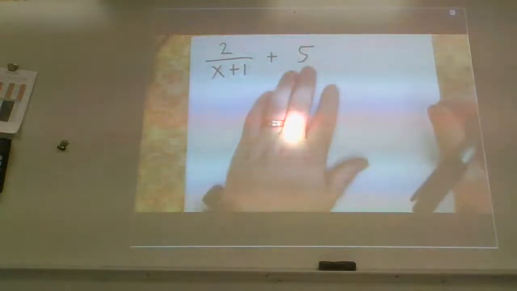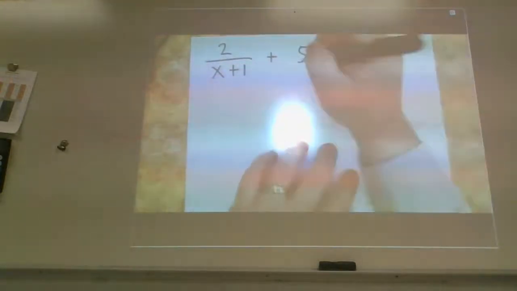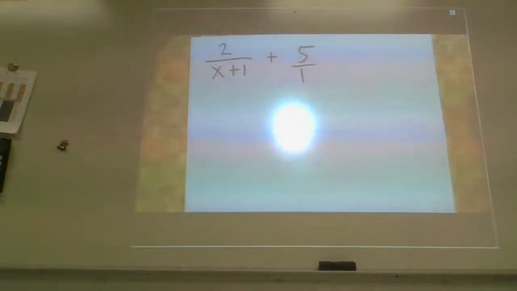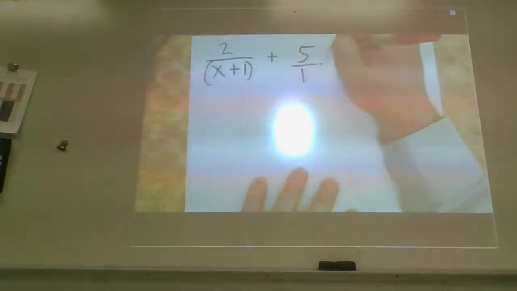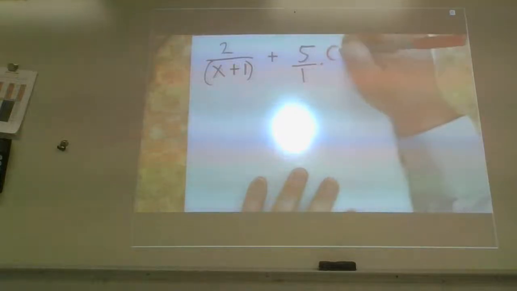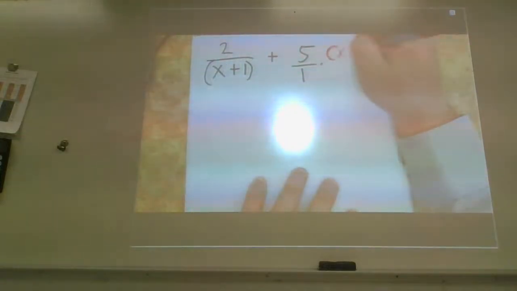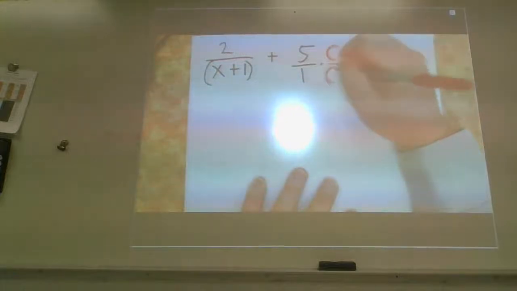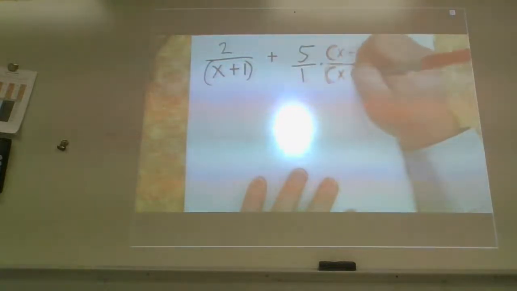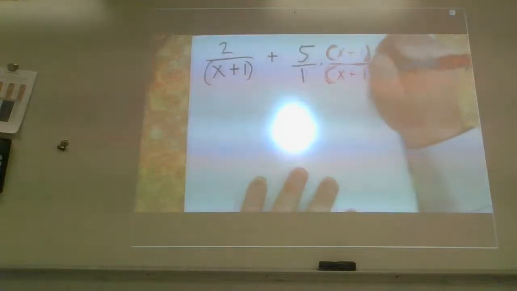What's the denominator on this 5? 1. They do not have the same denominator. But I can force them to be the same denominator by doing the following step. I can multiply the top and bottom of this fraction, 5 over 1, by x plus 1 over x plus 1.